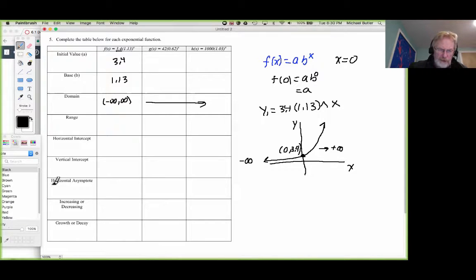Actually, we'll skip a little bit. It's going to help us with these two. Let's do these two first, and then we'll talk about the horizontal and vertical intercepts, okay? Okay. All right, so the range.